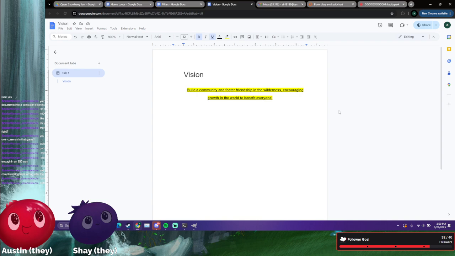So this is kind of interesting, because now we have this microcosm of building a community and fostering friendship in the wilderness, but then we're encouraging growth in the world, which sounds like a broader, larger scale thing. And I don't know that that's reflective. I don't particularly see that as the entire world. I see that as the world that we are interacting with, including the bits of wilderness and nature that we are simply passing through. We are having an impact on that, whether we intend to or not.